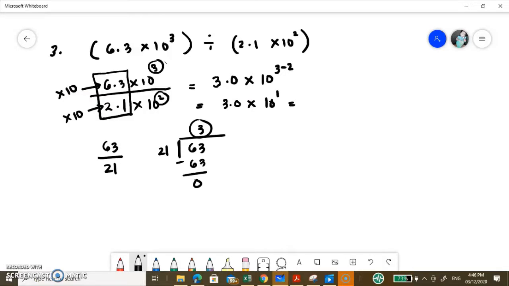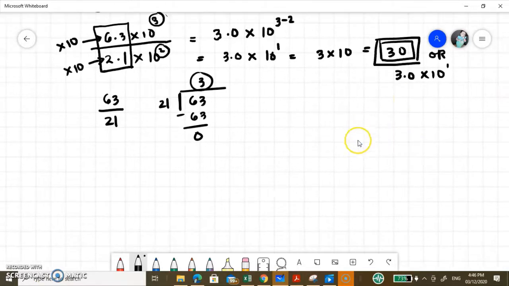Diba? 3 times 10 lang yun kasi 10 raised to 1 is just 10. So, that's 3 times 10. So, pwede mo na isulat yung sagot niya mismo na 30. Pero kung pinapasulat in scientific notation, then, you would answer 3.0 times 10 raised to 1. Kaso pag 1 nga exponent, di na nga natin nilalagay. So, pwede na to. Okay? The number is not too big anymore. It's also not too small.